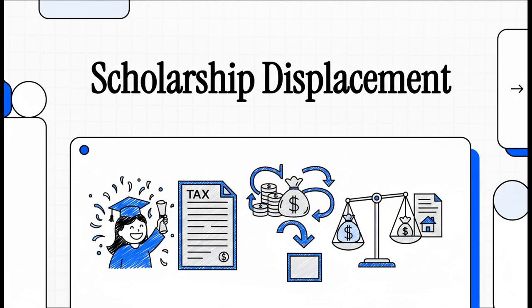Now, this isn't a mistake. It's actually a required calculation, and it's triggered by a conflict between two different parts of the tax code. It's called Scholarship Displacement. And in this explainer, we are going to do a deep dive and walk through every single step, the rules, the regulations, and how to report it correctly.